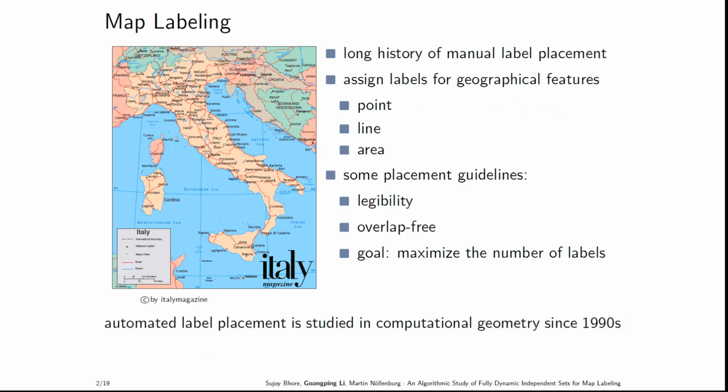Manual label placement has a long history in cartography. The task is to assign labels for geometric features like points, lines, and areas. Its general principles and guidelines include legibility, and the labels should be overlap-free. A challenge is to get a large subset of pairwise independent labels. This problem was translated almost 30 years ago into the automated label placement problem in computational geometry.